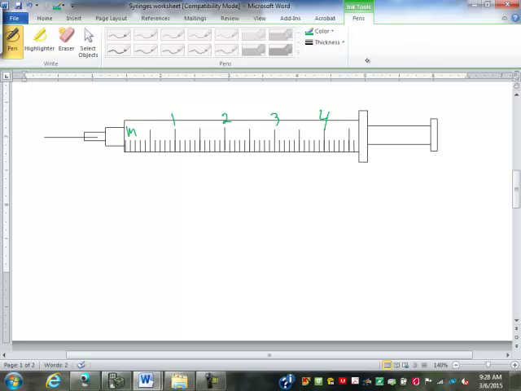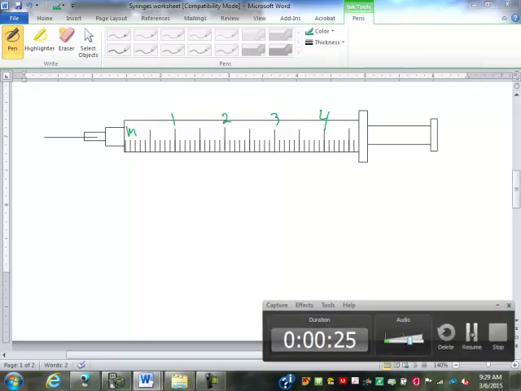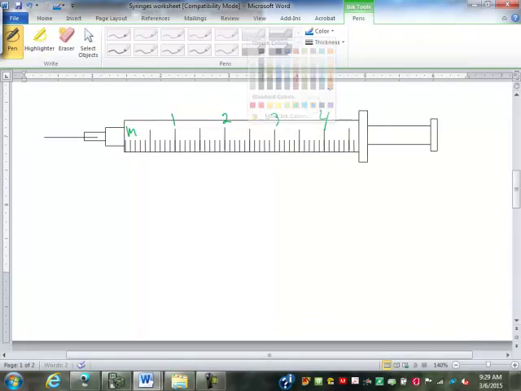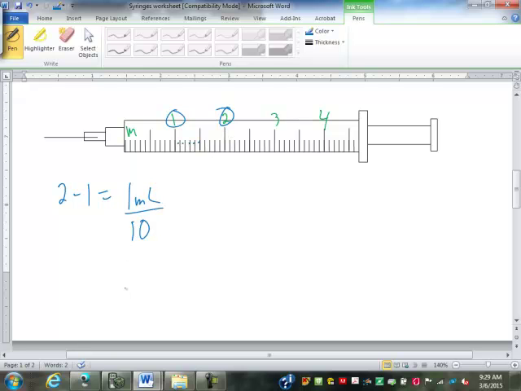So looking at this syringe, I want you guys to take a minute and tell me what each division on that syringe represents. How many milliliters is each division? So our big thing is to look between consecutive labeled marks. From 1 to 2, of course, 2 minus 1 is 1 milliliter. Then count the number of spaces between them. There's 1, 2, 3, 4, 5. Obviously, we can extrapolate that's 10 spaces. 1 milliliter divided by 10 is 0.1 milliliters per space.